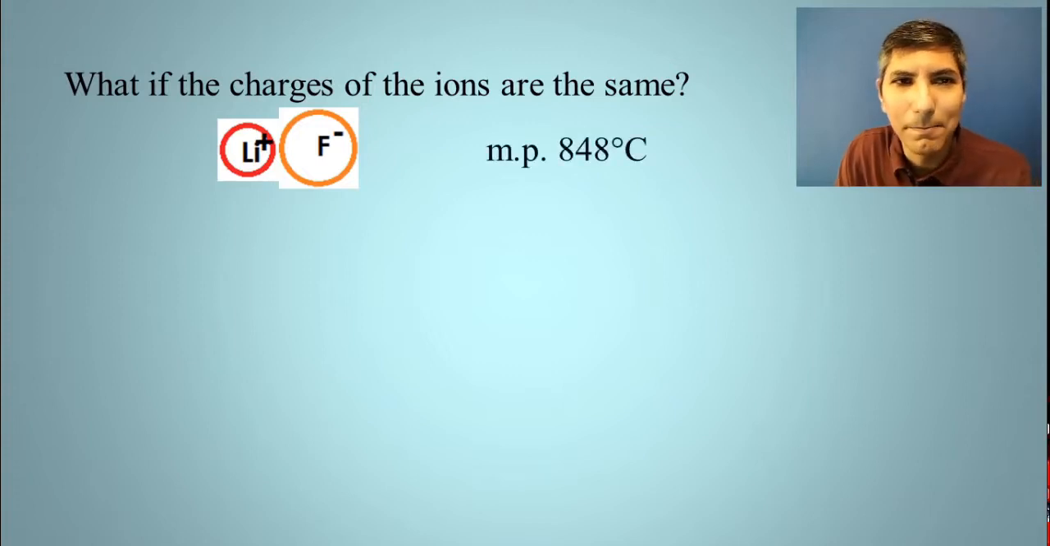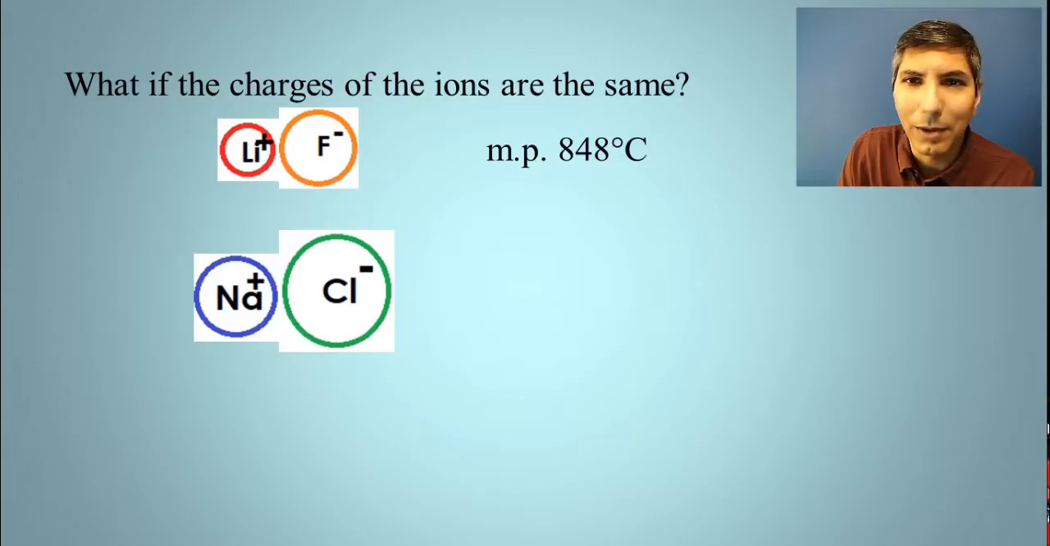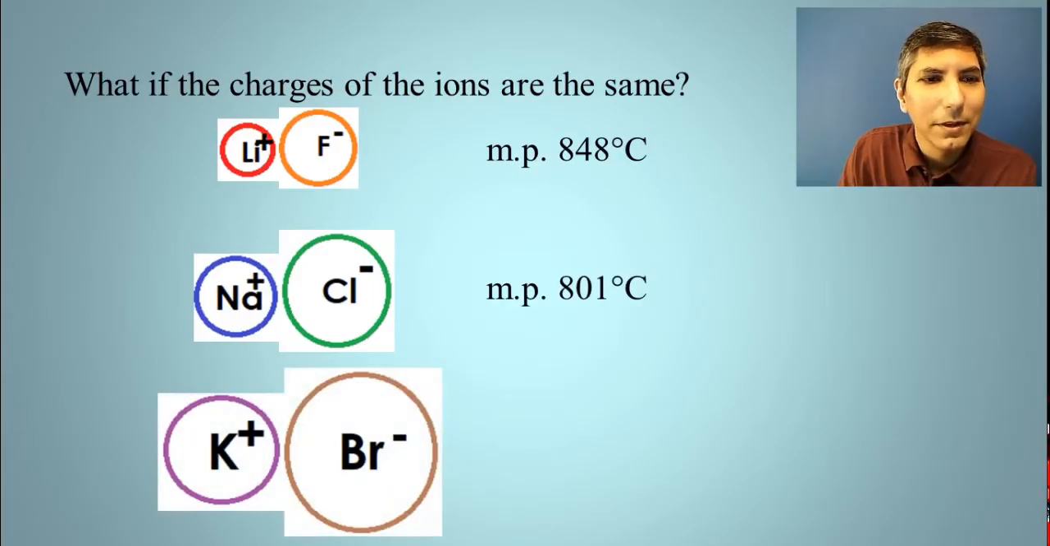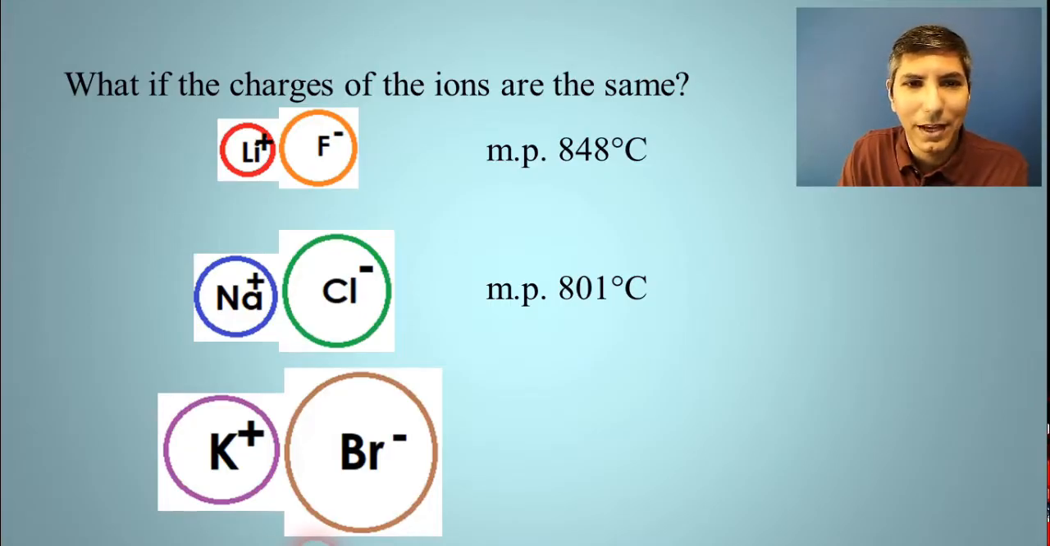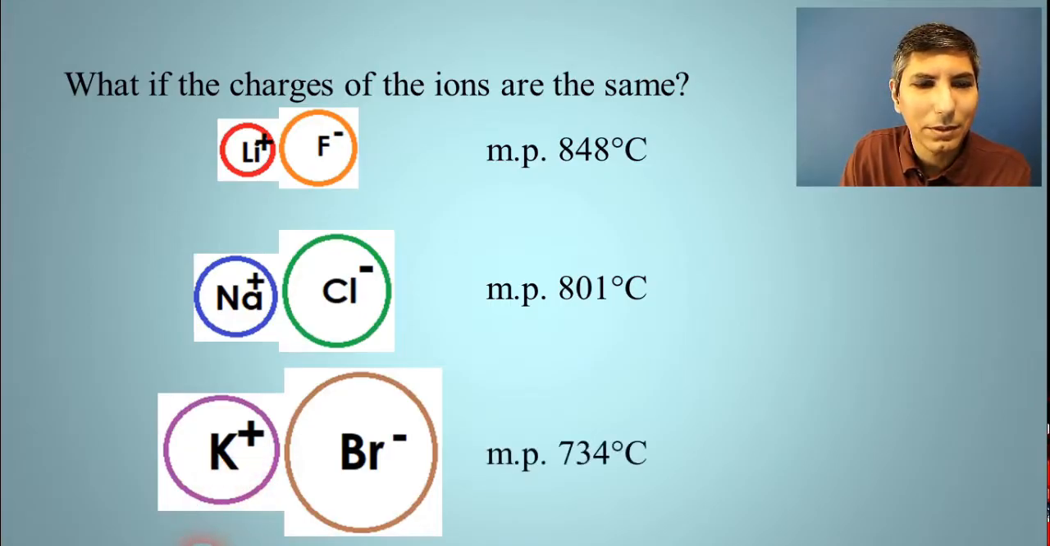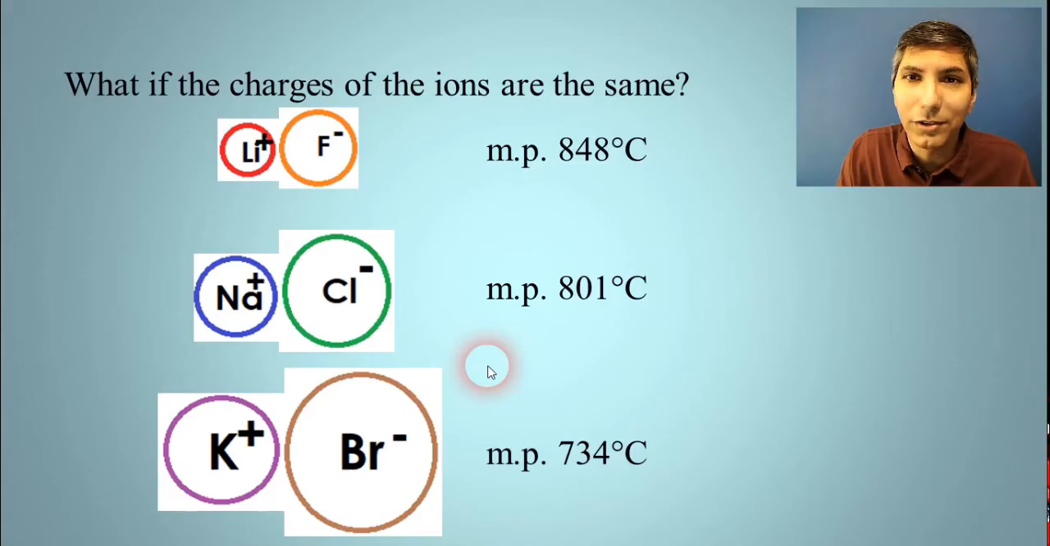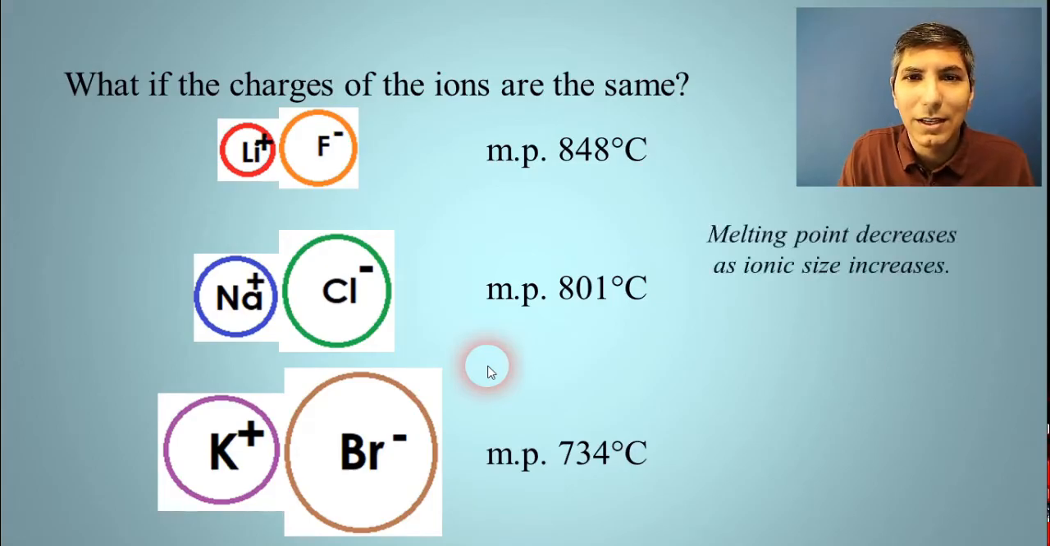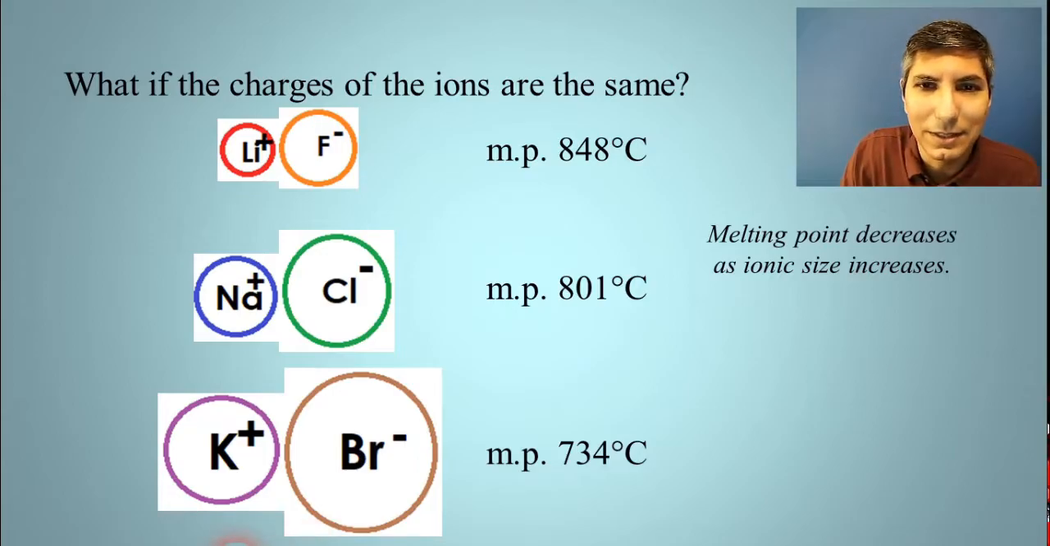Here's lithium fluoride, +1, -1, and there's its melting point. Here's sodium chloride, +1, -1, there's its melting point. And here's potassium bromide, and there's its melting point. Do you notice a hierarchy in this one? Hopefully you notice that it comes down to not the charge in this case, but it is the ionic size. Melting point decreases as ionic size increases. Hopefully that makes sense as well.